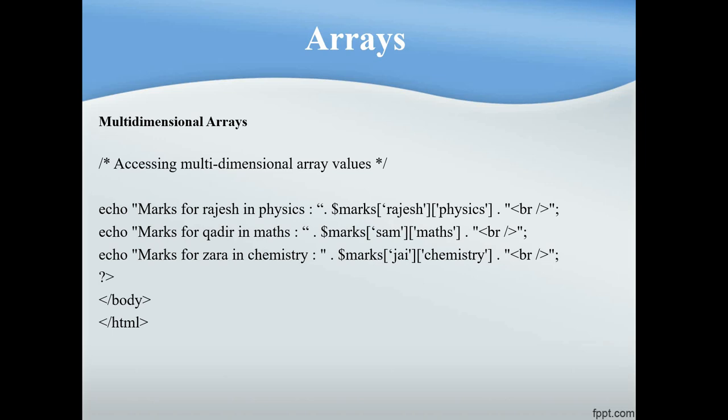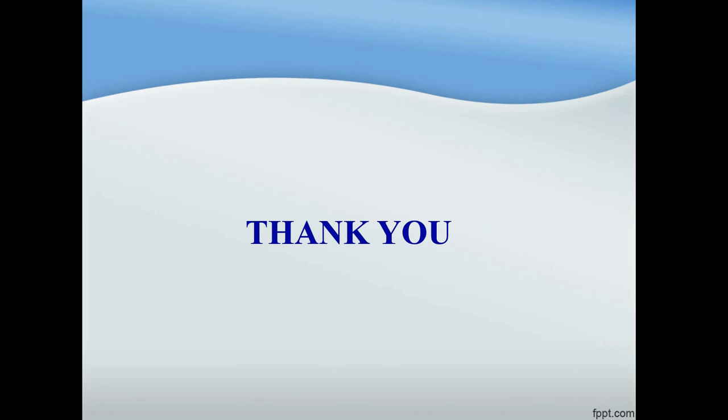So by using multiple indexes we are getting the value of that particular subject and particular person. So this is the way of how to create a multi-dimensional array and how to access the values from the multi-dimensional array. Hello viewers, I think you will be clear in understanding the three different types of arrays in PHP. Thank you.